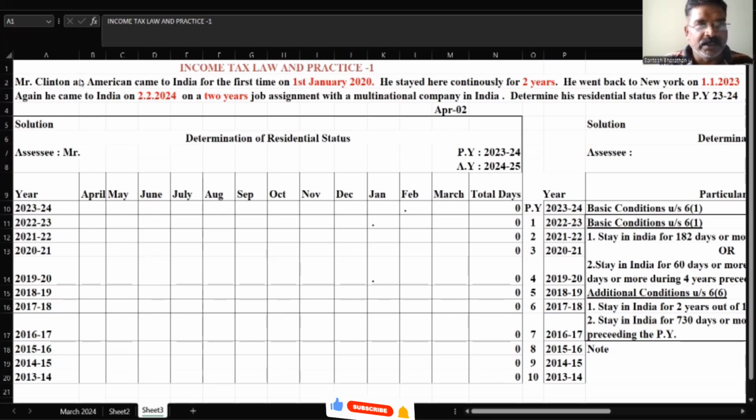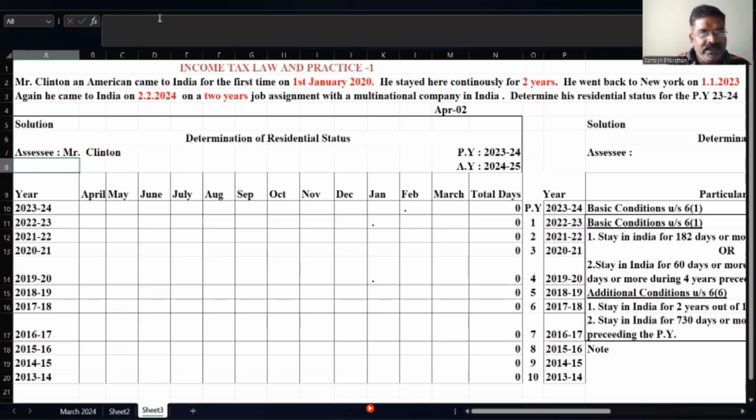Mr. Clinton, an American, came to India for the first time on 1st January 2020. He stayed here continuously for 2 years. He went back to New York on 1/1/2023. Again, he came to India on 2/2/2024 on a 2 years job assignment with a multinational company in India. Determine his residential status for the previous year 23-24. Okay, this is the problem. Mr. Clinton, I will write it here.